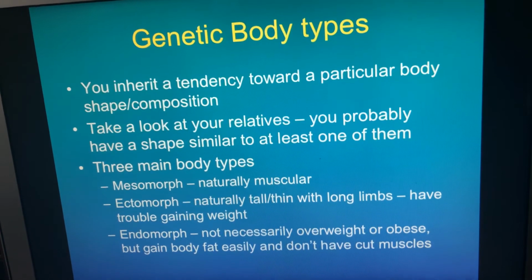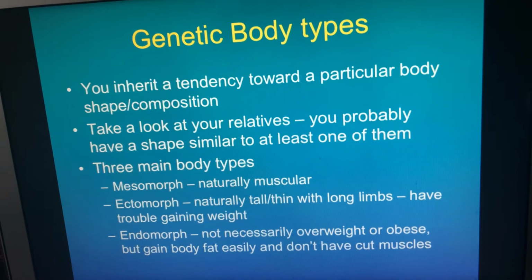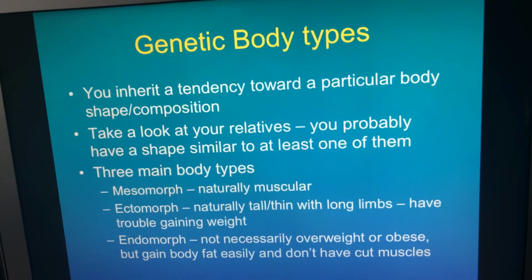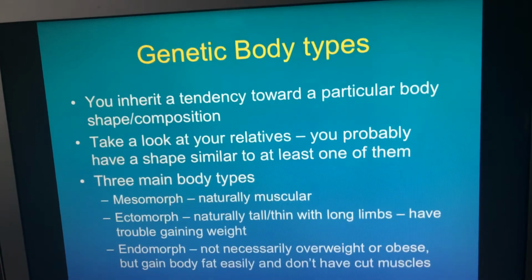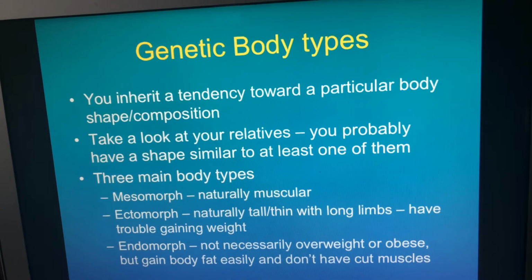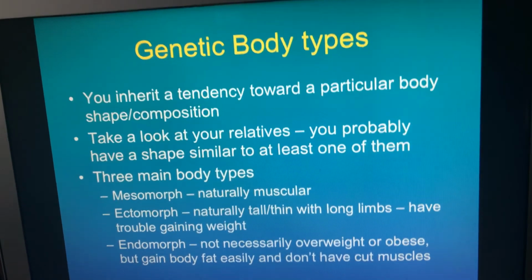Endomorphs, they're not necessarily overweight or obese, but they're softer. They tend to gain body fat easily. They tend to have difficulty getting those cut muscles that some people strive for who lift weights in the gym. But you know, they can be healthy.